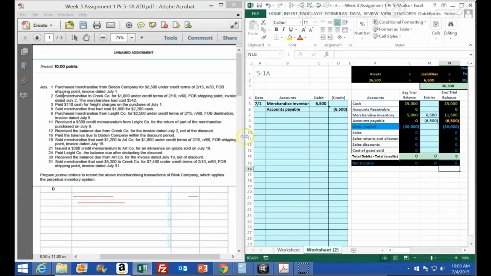Now, the new thing that we want to take a look at is that this merchandise inventory was purchased from Bowden.